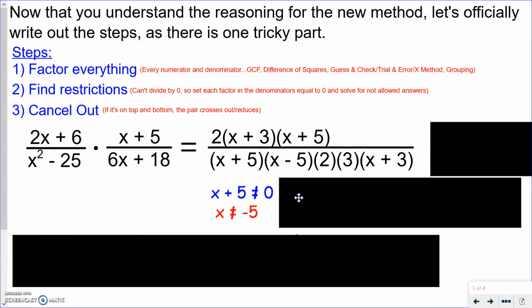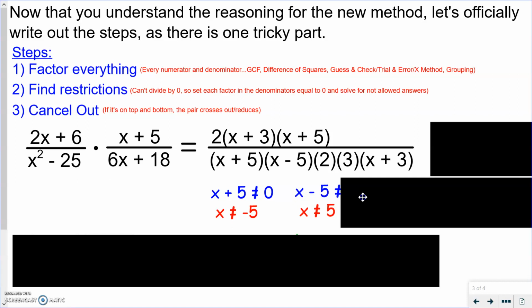The first factor I see with a letter is x plus 5. It cannot equal 0, so I solve this. I subtract 5 from both sides. I get x cannot be negative 5. Here's another x factor, so I have to solve that as well. So x minus 5 cannot equal 0. If I add 5 to both sides, I get x cannot equal positive 5.